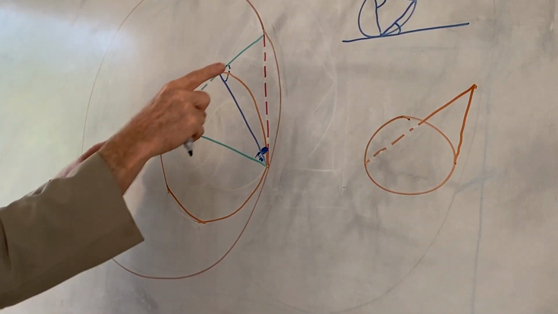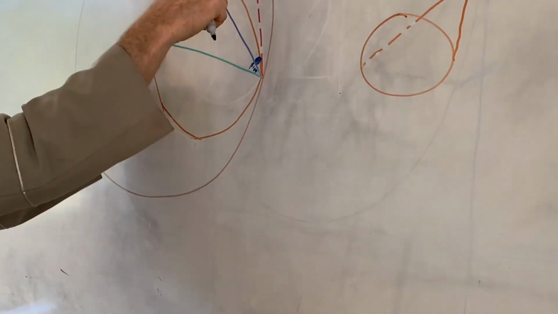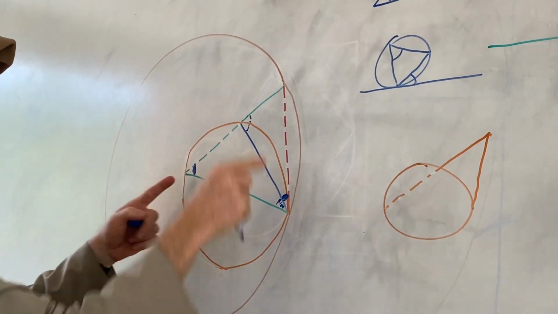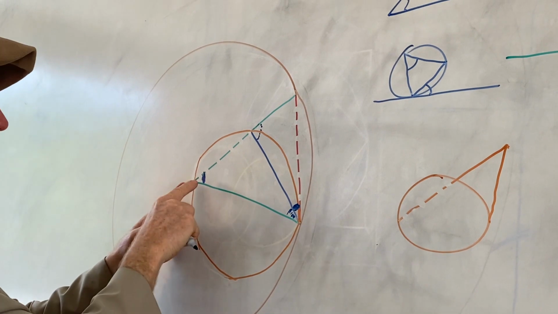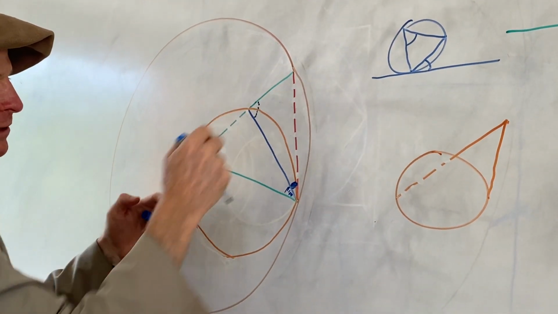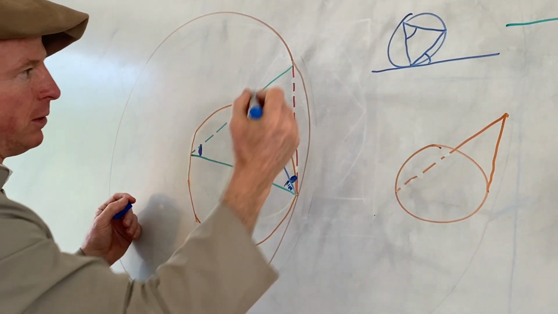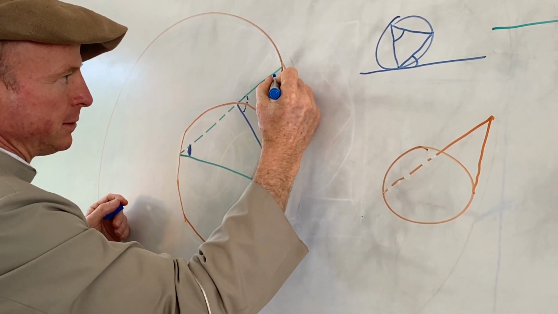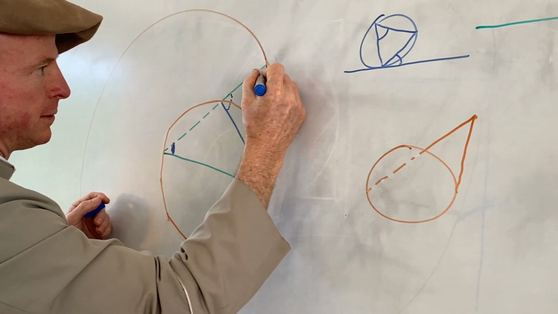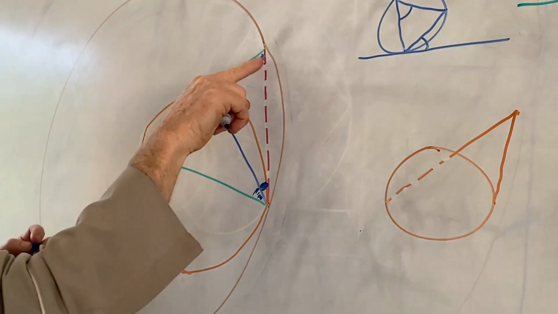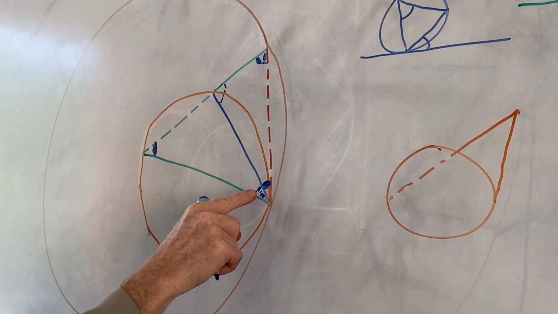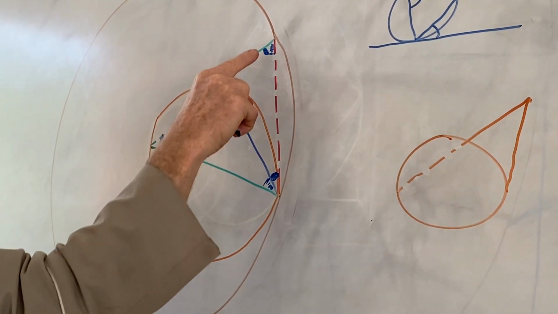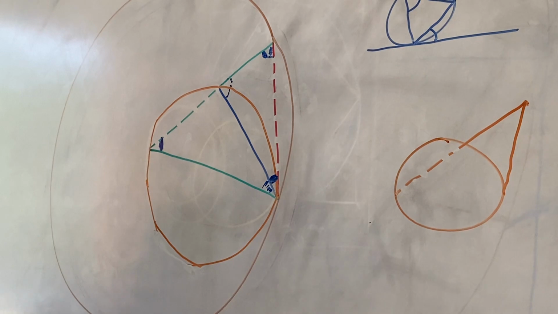Great. But let's look at this triangle right here. Keep focused. Let's look at this triangle right here. These are radii of this circle. Therefore, this is equal to this. Therefore, the angles at the base are equal. Therefore, this angle here is equal to this angle here. But this angle here is equal to this angle here. Therefore, this angle here is also equal to this angle here.